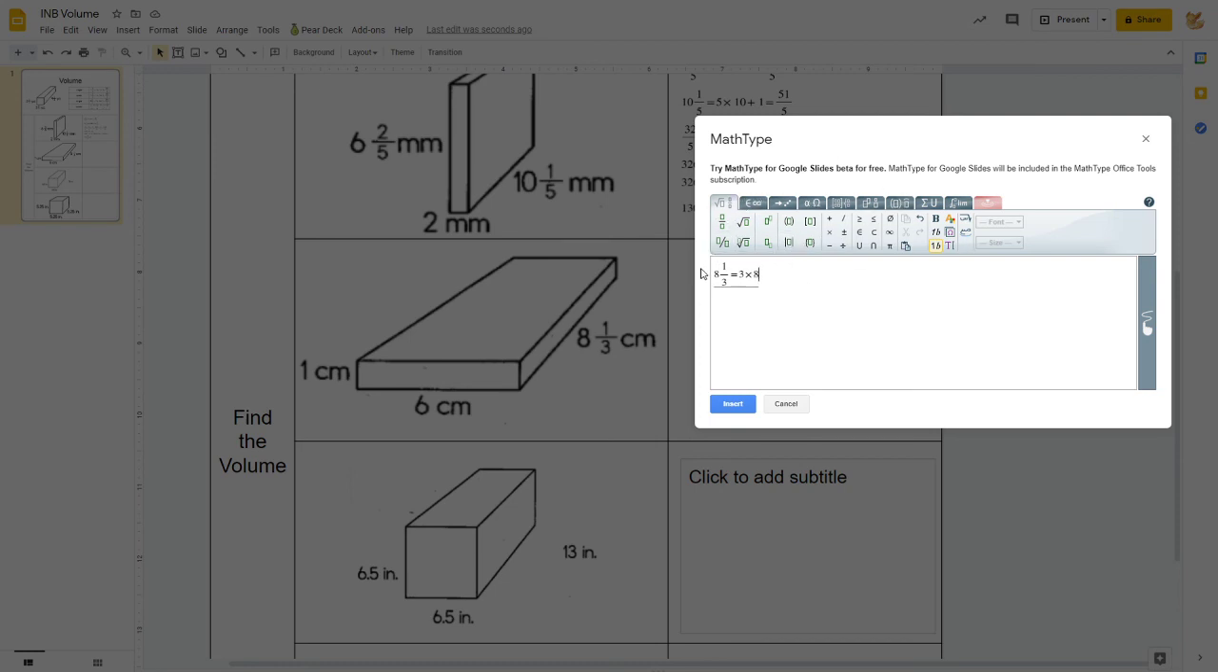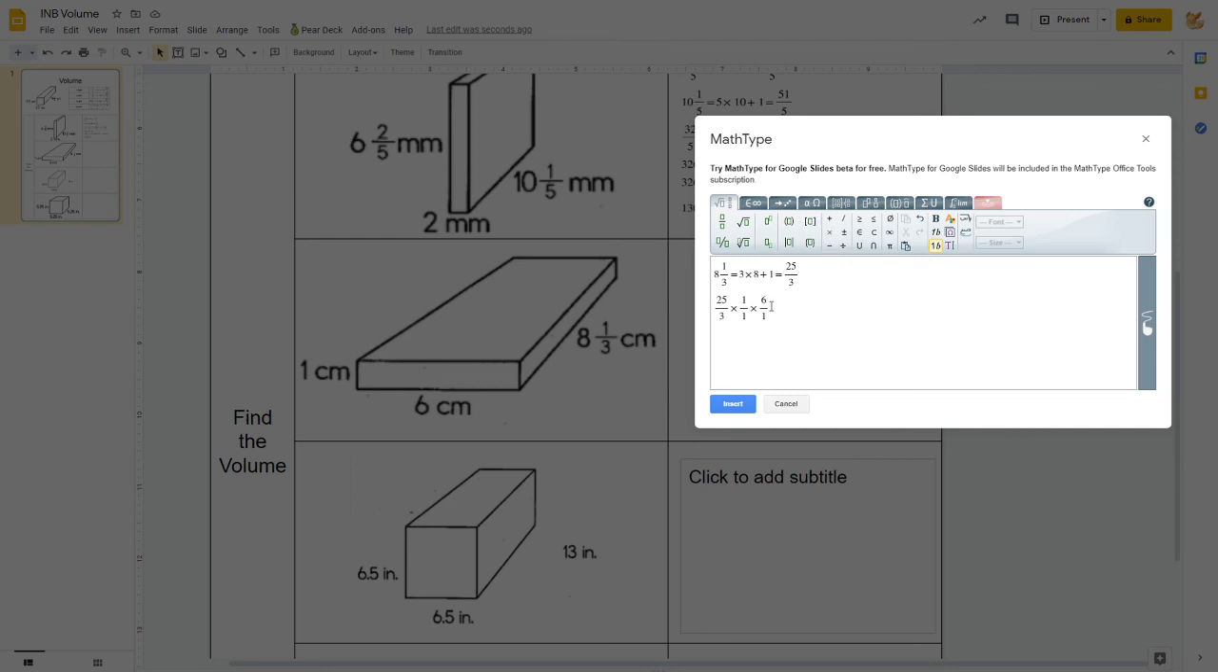So I wrote the fraction 8 and 1/3, which is our depth. I'm making it into a mixed number by multiplying my denominator by my whole number and adding my numerator. 3 times 8 is 24, plus 1 is 25. My denominator doesn't change, 3. I'm going to put 25 over 3. Okay, times, remember, all whole numbers would be over 1. That's something that I have to get used to.